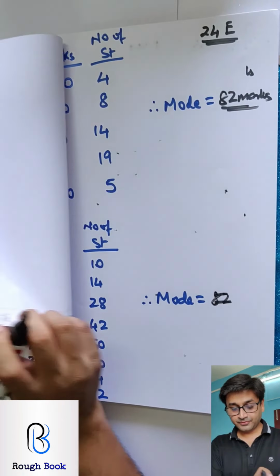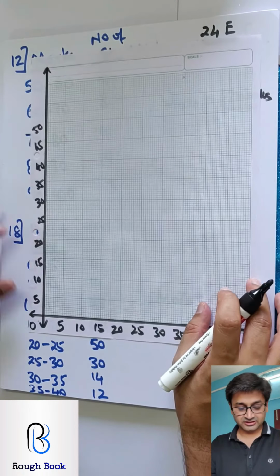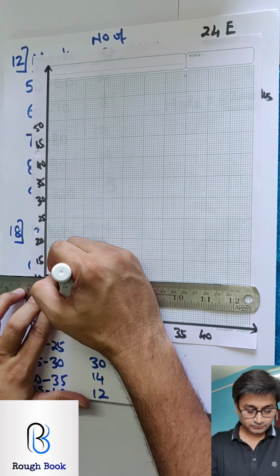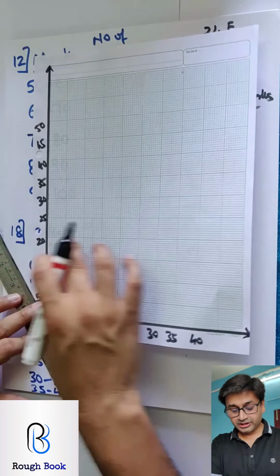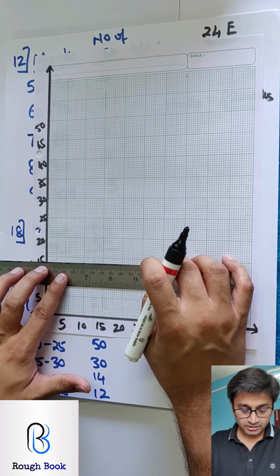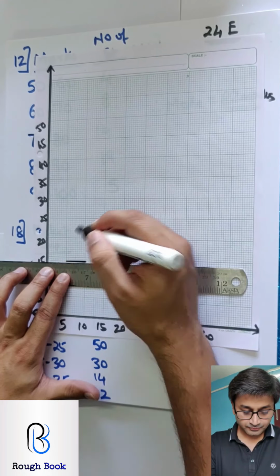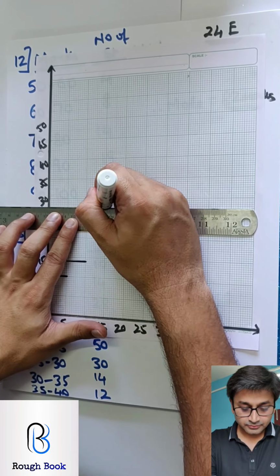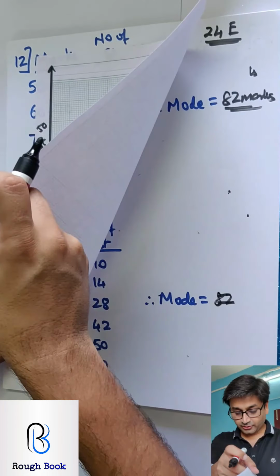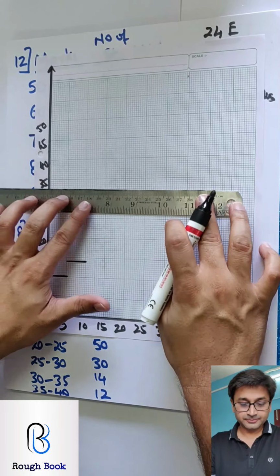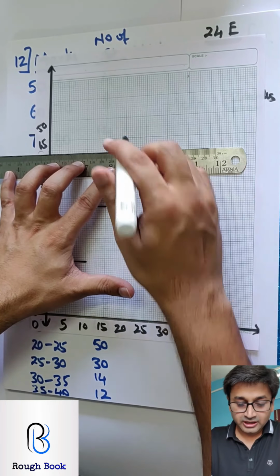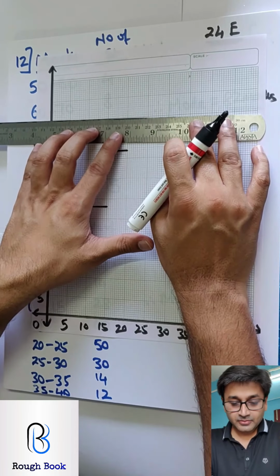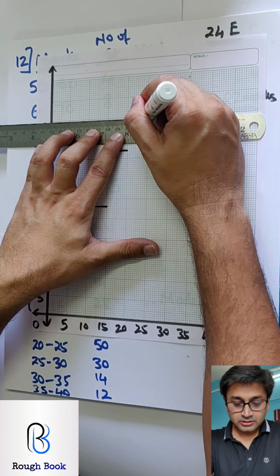So the first one is 10. 0 to 5 is 10. This time I'm not going to make any mistake. So 10. The next one, 14, 28. So 14, 2 lines down. 28, 4 lines down below 30. After 28, 42, 50, 30. 42, so 4 lines up. 50 is right over here.